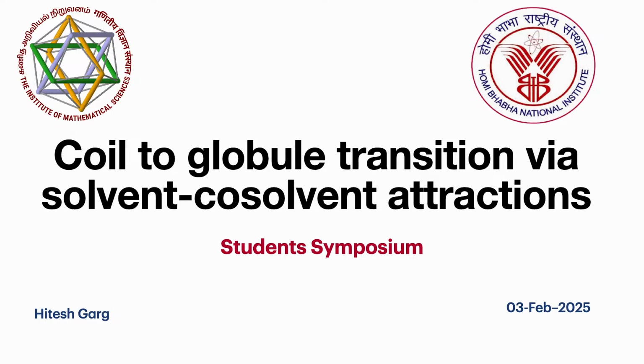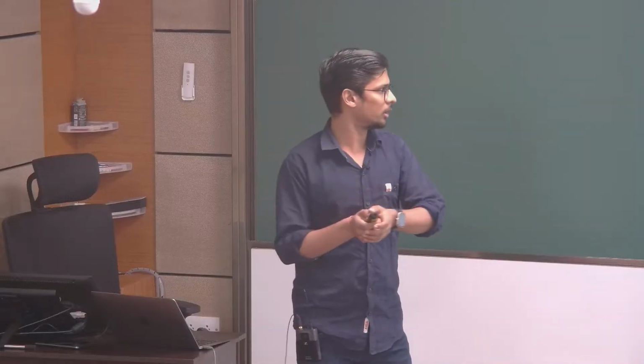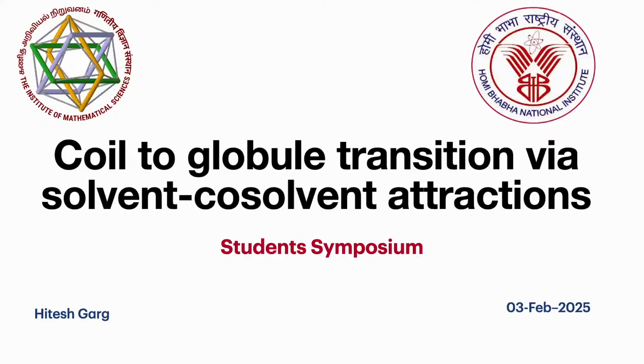So I'll explain the term coil to globule. Coil is basically an extended kind of structure of a polymer. If a polymer has an extended structure, in the literature we call it a coil, and globule is a collapsed structure of a polymer. These are just nomenclature. So this is basically an extended to collapse transition of a single polymer. The solution contains a single polymer, solvent and co-solvent, and in that we are looking at this coil to globule transition.